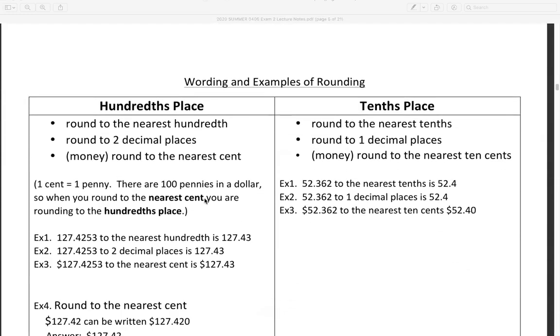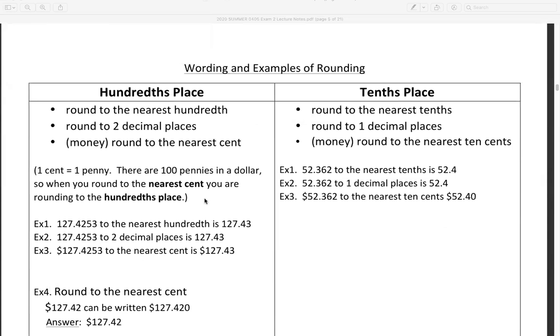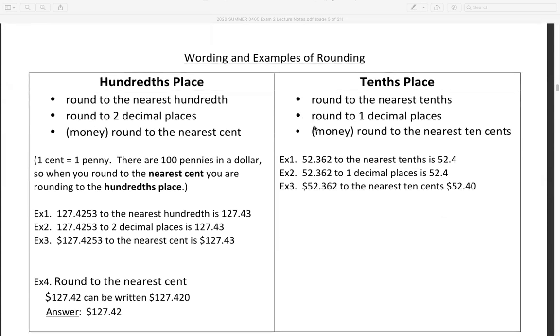All right, here's just a little summary real quick, wording and examples of rounding. When you're rounding to the hundredths place, they could say just round to the hundredths place, or round to 2 decimal places, or they could say round to the nearest cent. Why would you round to the hundredths place when they say round to the nearest cent? Well, because 1 cent means 1 penny, and there are 100 pennies in a dollar. So when you round to the nearest cent, you're rounding to the nearest hundredths place.